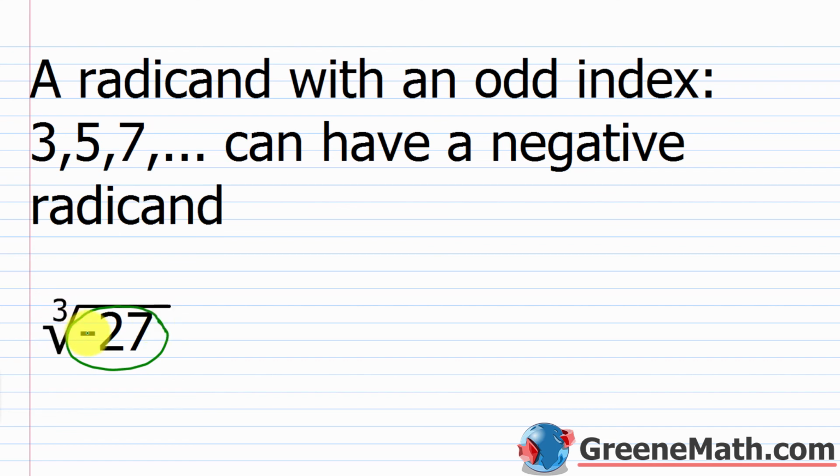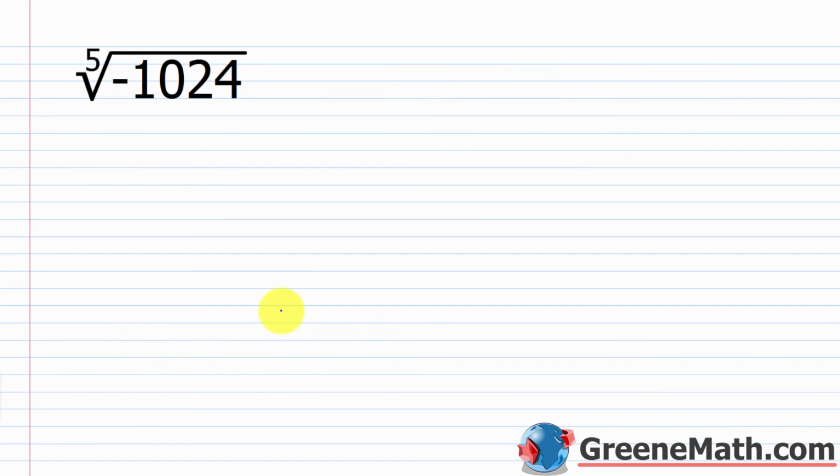So if I look at the cube root of negative 27, what number, when multiplied by itself 3 times, would give me negative 27? Well, it would be negative 3. Negative 3 times negative 3 is positive 9. Positive 9 times negative 3 is negative 27. So let's look at the fifth root of negative 1024. So again, if I have an odd index, this can be negative.